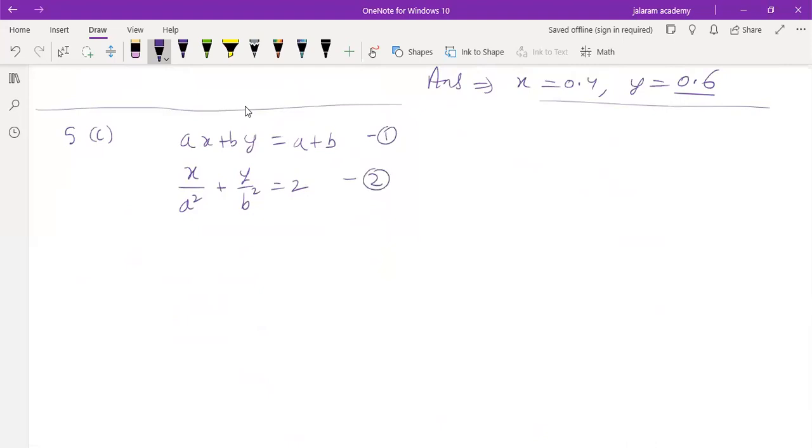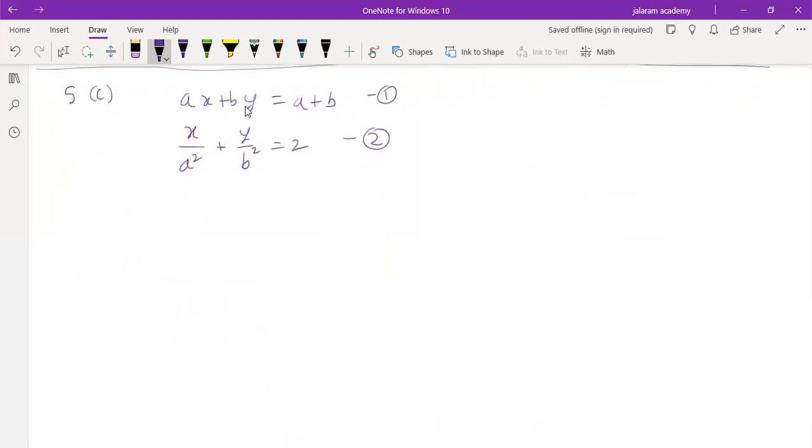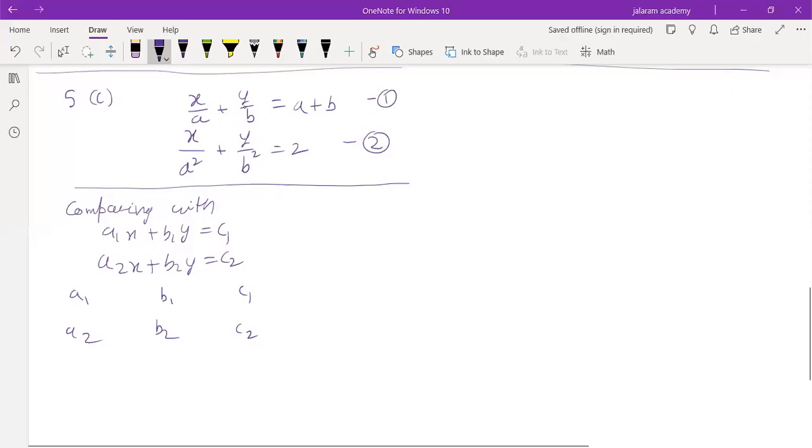And this is second. We have to use the cross multiplication method to solve these types of questions. We have to compare both the equations with a1x plus b1y equals c1 and a2x plus b2y equals c2. So what are the values of a1, b1 and c1, and what are the values of a2, b2 and c2?